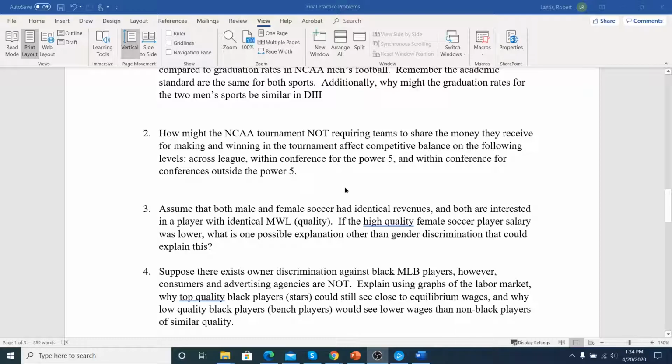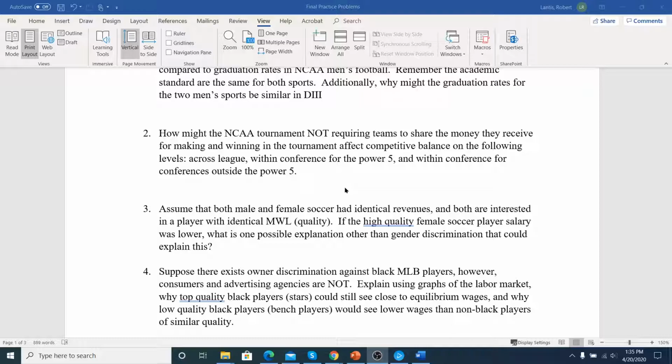How might the NCAA tournament not requiring teams to share the money they receive for making and winning in the tournament impact competitive balance on the following levels: cross league, within conference for the Power 5, and within conference for outside of the Power 5? So the only change is that the tournament is not requiring teams to share money they receive for making and winning the tournament. They currently do, so they're making the switch. What's this going to do?